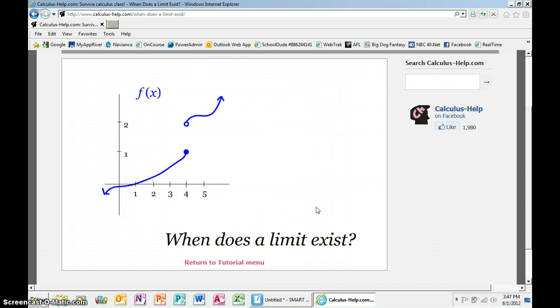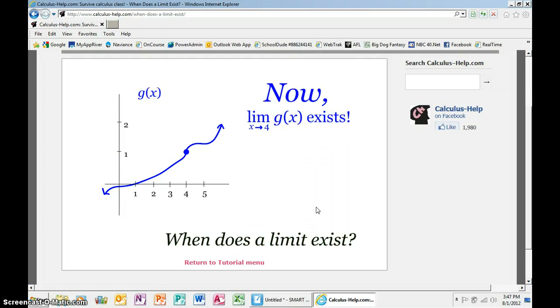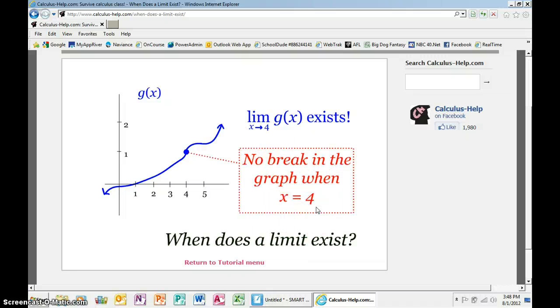Very important. Now let's change this function just a little bit. This new function, we'll call g of x, does possess a limit. Can you see why that's the case? It's because the function no longer has a break at 4.